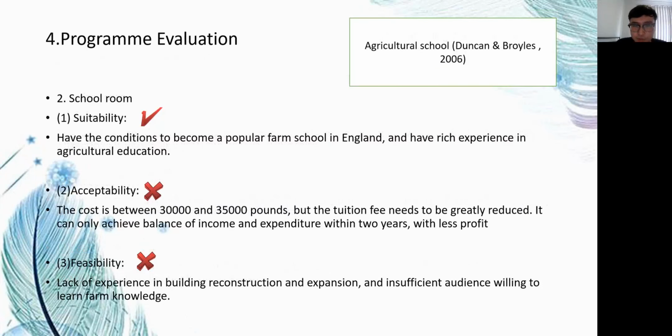The second is the schoolroom. Sustainability: the farm has the conditions to become a popular farm school in England and has rich experience in agricultural education. Accessibility: the cost is between £30,000 and £35,000, but the tuition fee needs to be greatly reduced. It can only achieve a balance of income and expenditure within two years, with less profit.